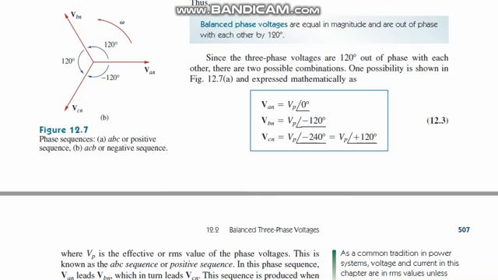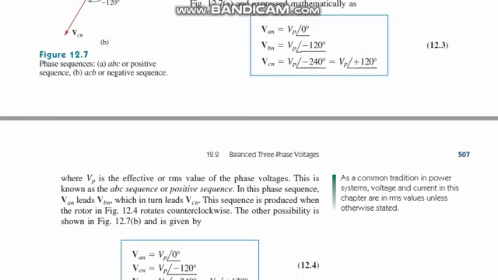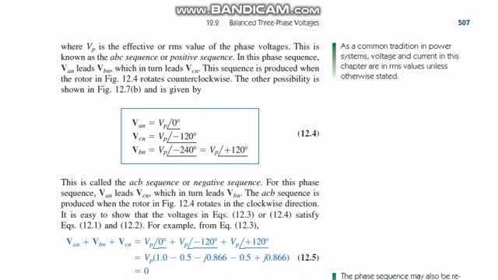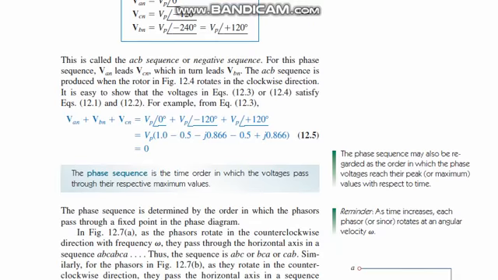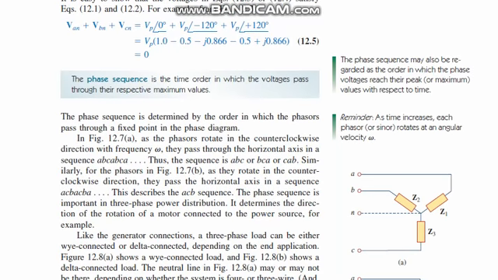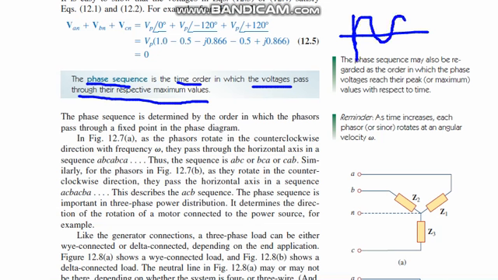So these are many basic things regarding the ACB and ABC sequences, which is known as the phase sequence. If anybody asks what the phase sequence is, the phase sequence is the time order in which the voltages pass through their respective maximum values. That means if it is a sinusoidal voltage or current waveform, you can see in each phase that each will pass through different angles at different times with their maximum values.